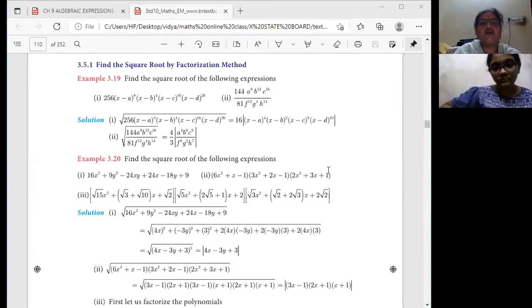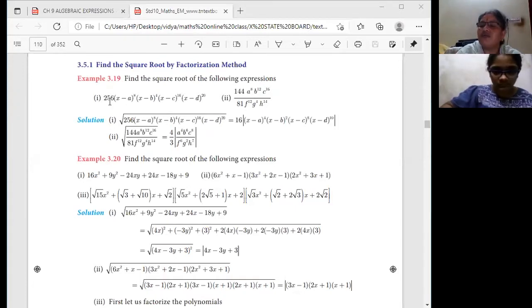So first, square root. Find the square root by factorization method, right? First example: 256 (x minus a) whole power 8, (x minus b) whole power 4, (x minus c) whole power 16, (x minus d) whole power 20 is given, right? See to that all are square numbers basically, so they have given you directly the answer.